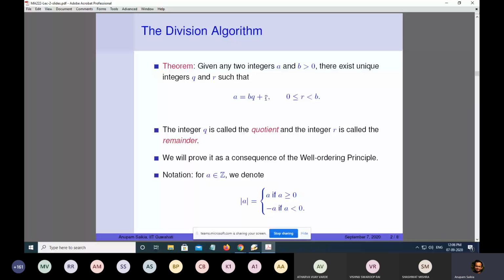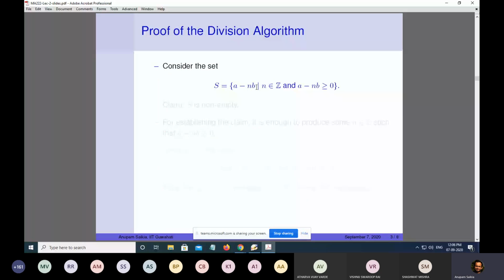Okay, we'll take this set a minus nb, where n runs over all integers, and a minus nb should be non-negative, because recall the well ordering principle applies to any non-empty set of non-negative integers. Need not be positive, I can include 0 also. And this is because we allow the remainder to be 0. That's why we have kept it like this. The remainder should come as the least element of this set.